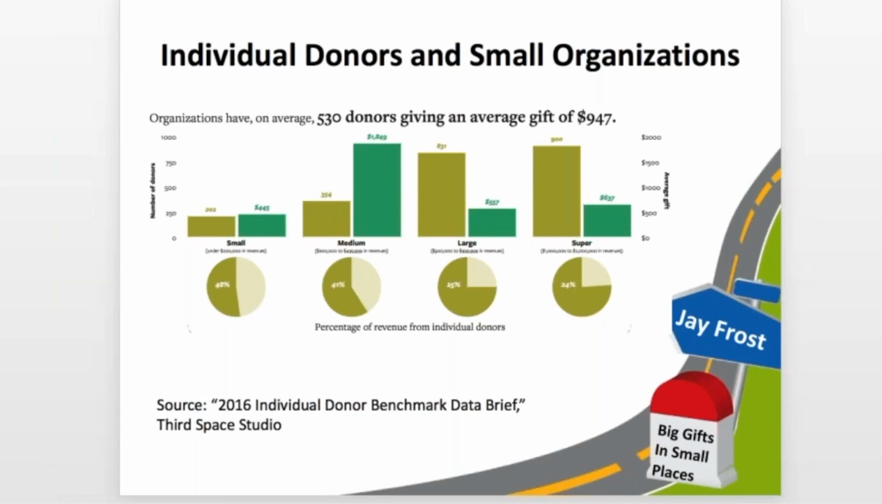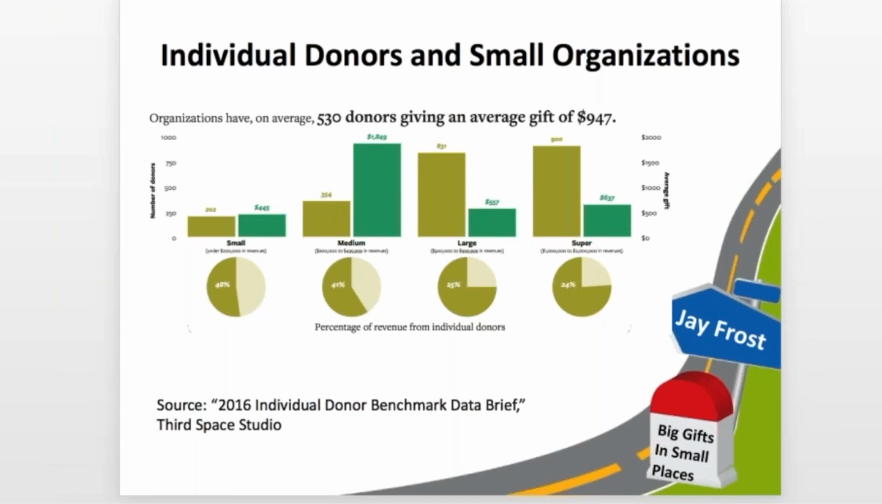There are a number of reasons for that, but let's focus on what your reality is right now first. And that's that, as you can see here from Third Space Studios 2016 Individual Donor Benchmark Data Brief, and I have lots of resources at the end of the presentation for you, including links. Probably many of you are not seeing the lion's share of your money coming from individuals, first of all, and it may be a little small to read, but you can see that for the smallest organizations, only about 48% of the money is coming from individuals.